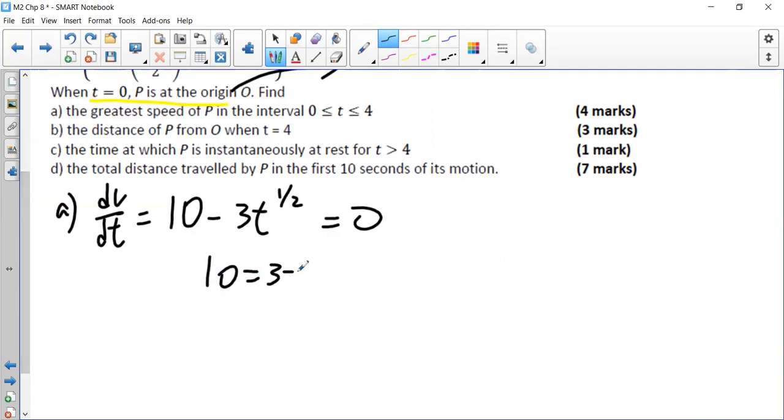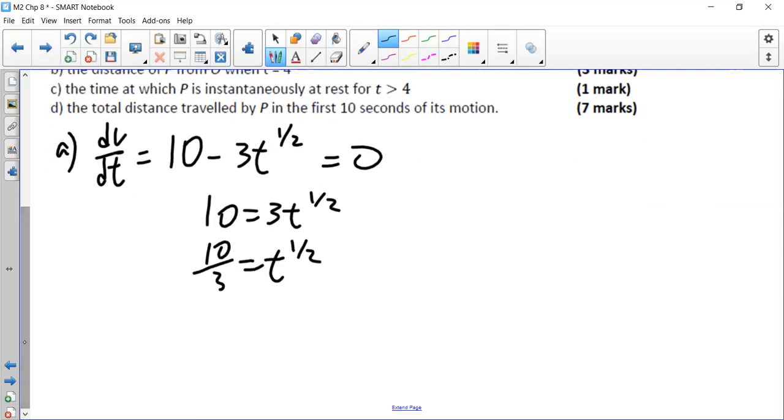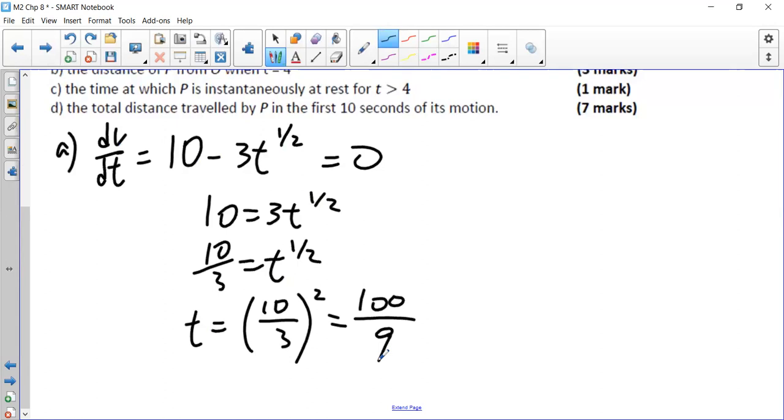10 equals 3t to the power half, divided by 3. 10 over 3 equals t to the power half. How do I get rid of the power half? I square both sides. So t equals (10/3) squared, which is 100 over 9, which is 11.1. But what's the problem here? The problem is that it's outside the range of 0 to 4.